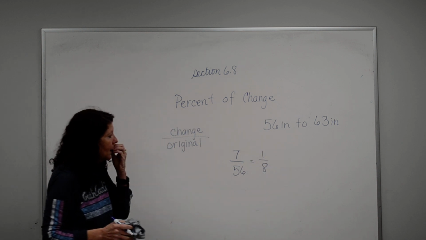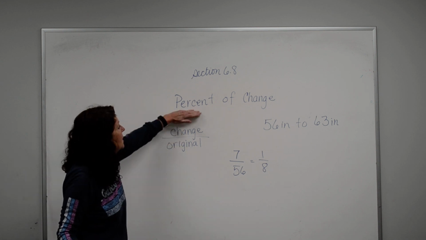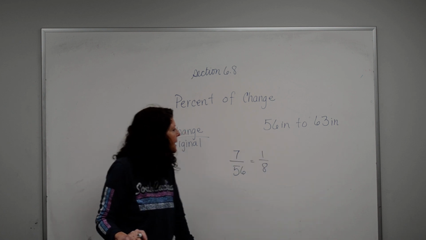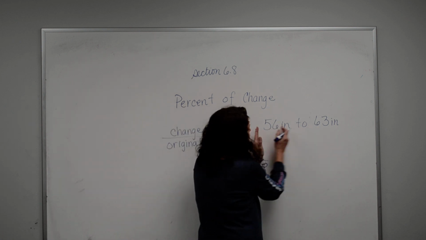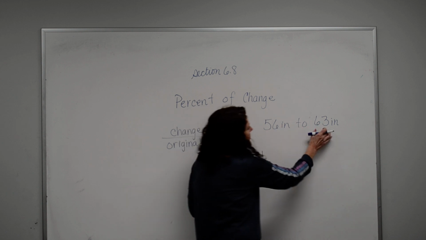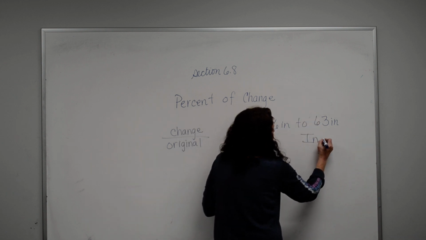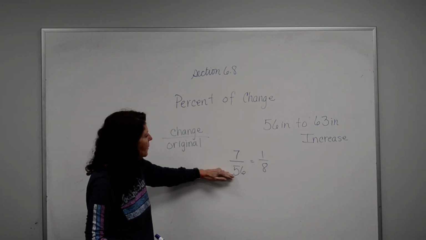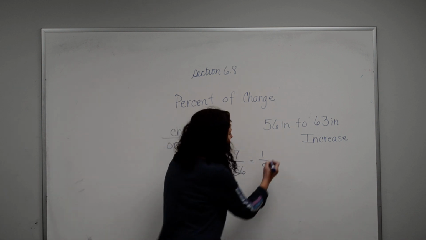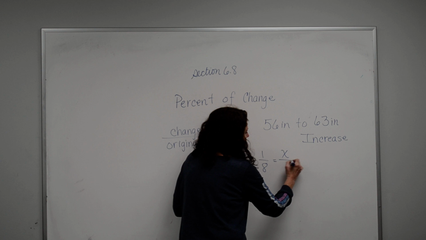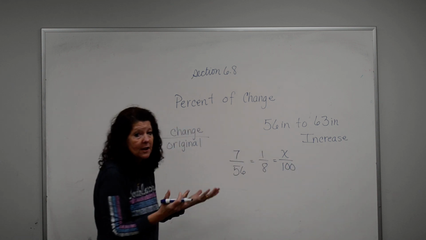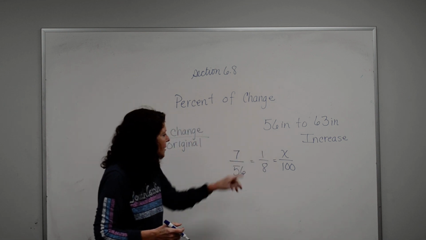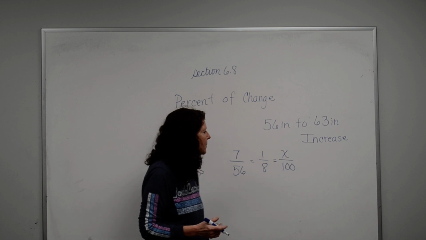So they might ask you for it as a fraction, but if you notice, most of the time it's going to say percent of change. So I have to take this and make it into a percent. This is a percent of increase because my number goes up, 56 to 63, so I know it's an increase. So once I've taken my change over my original, reduced it down, now I can make it into a percent. And I can do that by just simply figuring out what x over 100 is equal to this. Whatever the x is going to be the percent that I get.